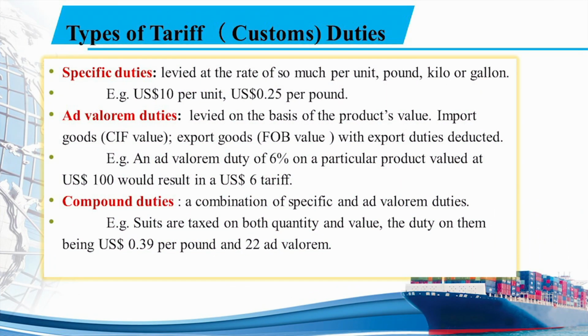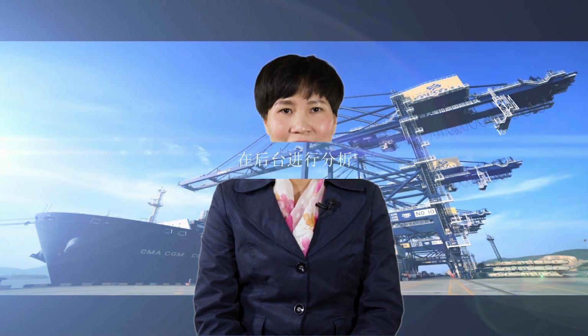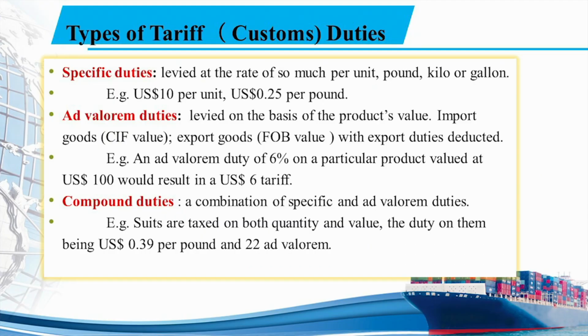Tariff or custom duties are of three types: specific, ad valorem, and compound. Specific duties are levied at the rate of so much per unit, pound, kilo, or gallon. For example, the specific duty of one product may be $10 per unit, while of another might be $0.25 per pound. Ad valorem duties are levied on the basis of the product's value.